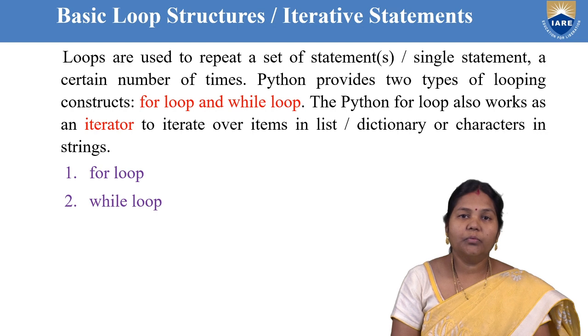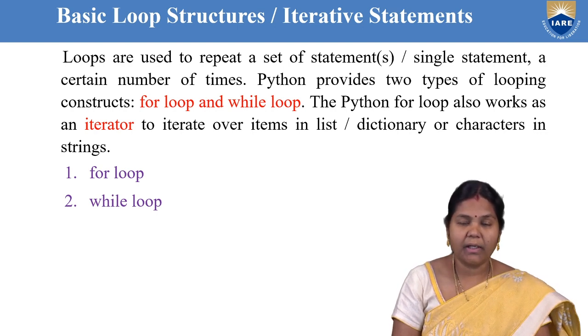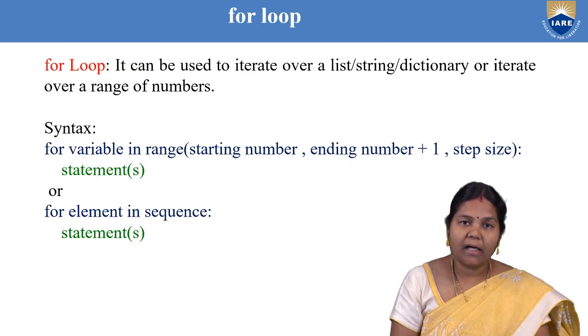There are mainly two types of loops in Python. One is called the for loop and the other is called the while loop. These loops also work as an iterator to iterate over sequences. The sequence can be a list, a set, a tuple, a dictionary, or a string. That's why the for loop popularly works as an iterator. Similarly, the while loop can also be used as an iterator. Now let us start with the for loop.